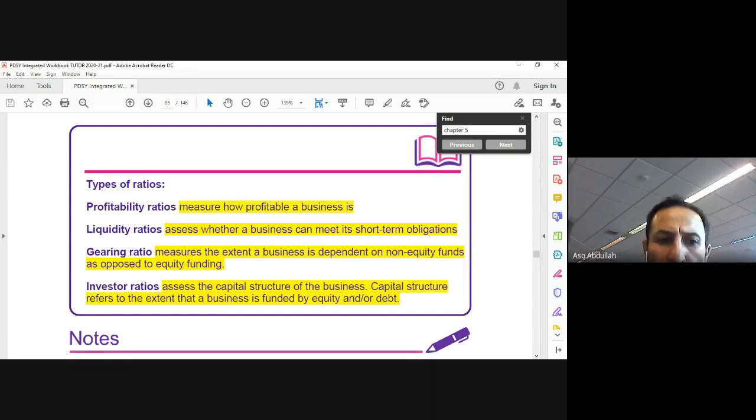The last one, we can understand the financial statement through the investors ratio. For example, the capital structure: funding through equity or debt, which I just explained. So for profitability, liquidity, gearing, and investors ratio, each of them is analyzed through a different formula, and we will go through those formulas.